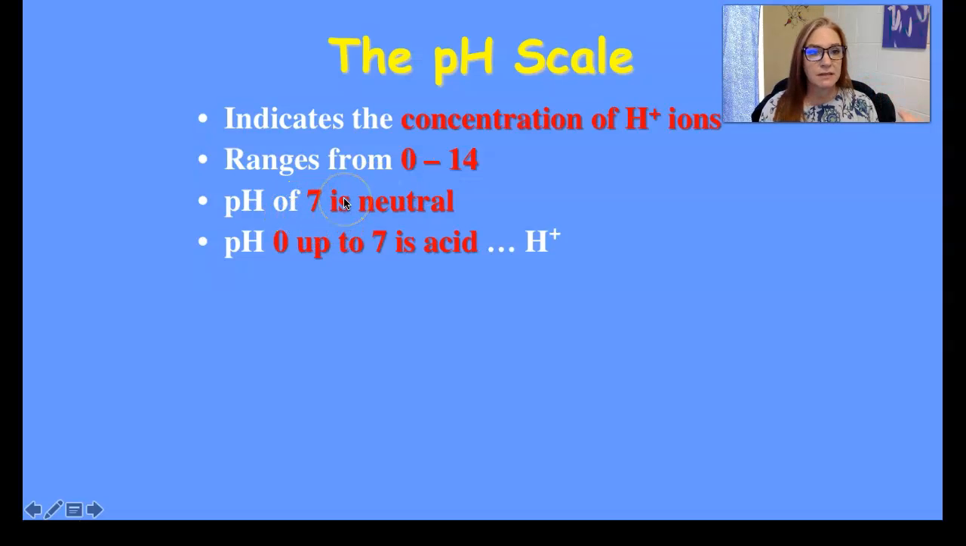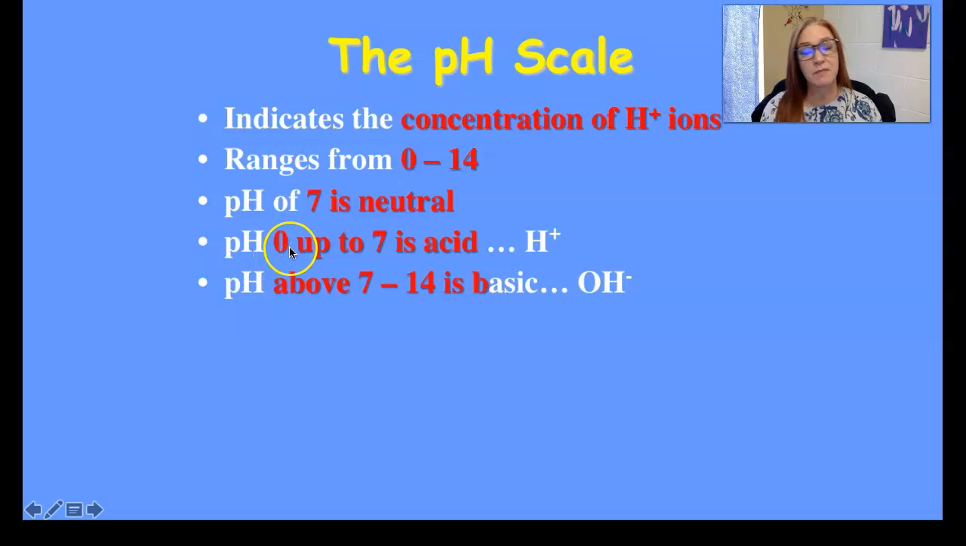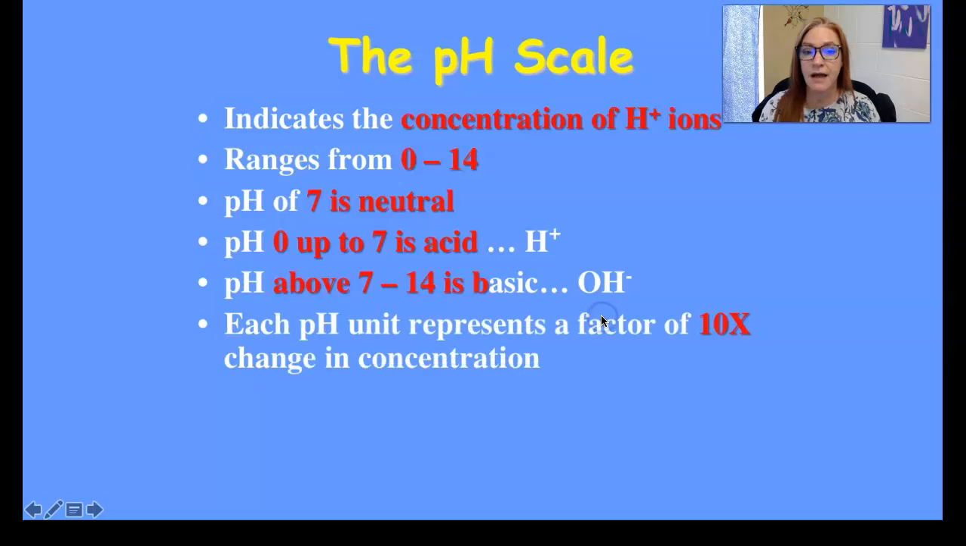pH of 7, that means it's neutral. There's the same amount of hydrogen ions and hydroxide ions in that solution. But if we get an imbalance in hydrogen ions, that's when we talk about acids and bases. So if there's more hydrogen ions, the pH is what we call acidic, and we measure it between the numbers of 0 to 7. And it's stronger the lower the number. pH above 7 up to 14, which is the highest number on the scale, we call those bases, and those have more hydroxide ions. Okay?